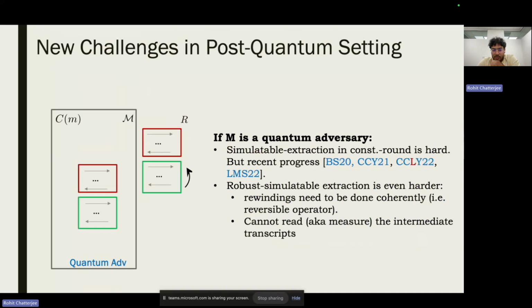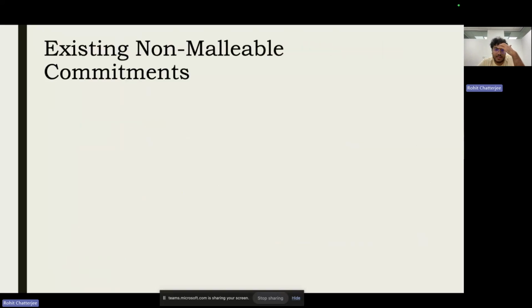The reason that we cannot use the previous strategies is that rewindings are not that simple now. You cannot just reset the state of a machine and run it multiple times. This is now a coherent operation. And also, you cannot do the crucial thing in rewinding, which is looking at the answers from each particular rewind, because you cannot necessarily measure the intermediate transcripts, or you will end up destroying the execution. So this is a well-defined and a fairly hard problem to solve.